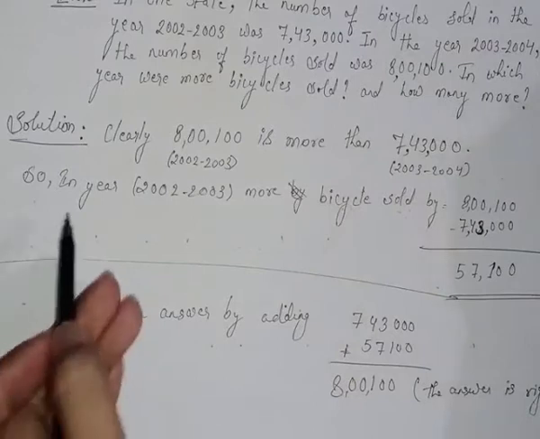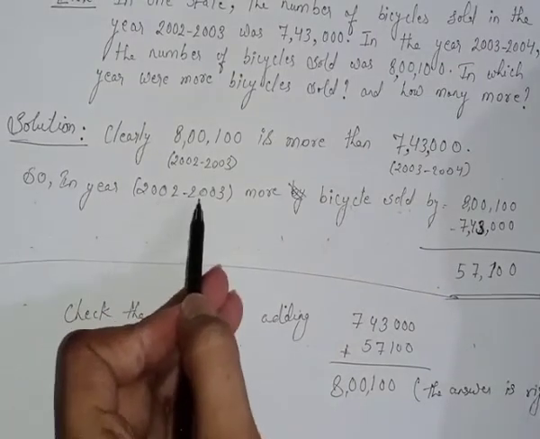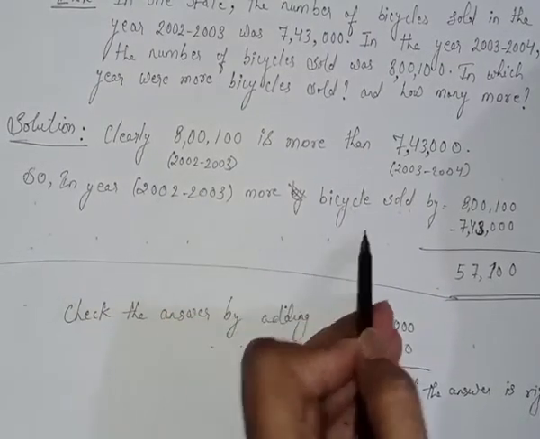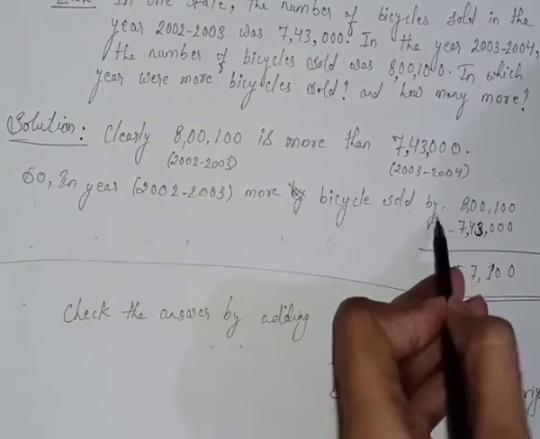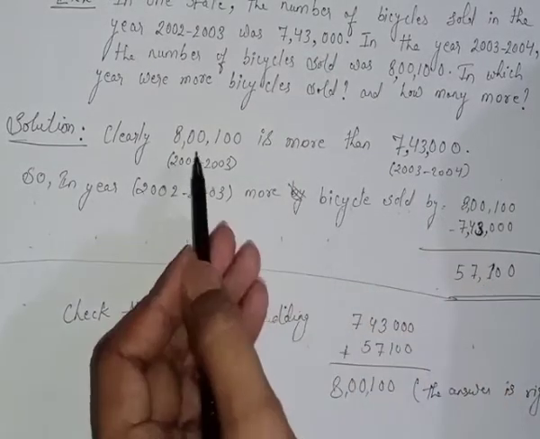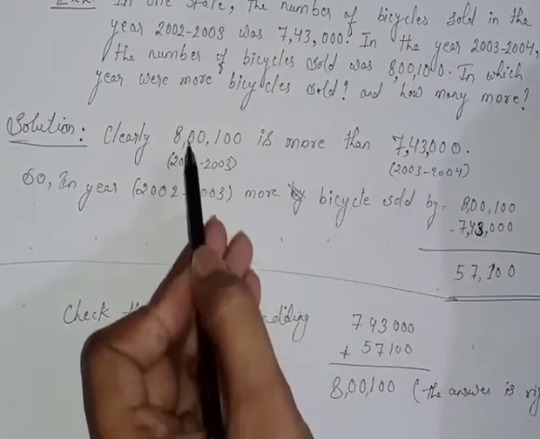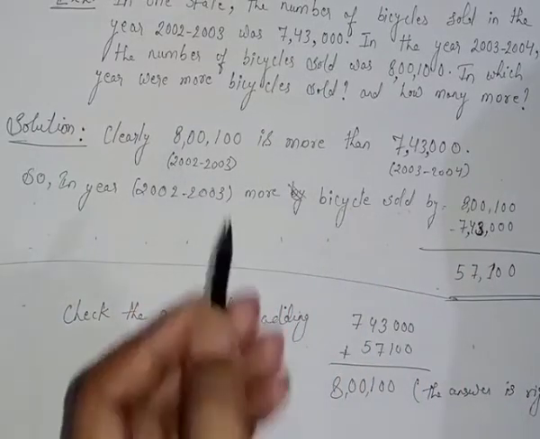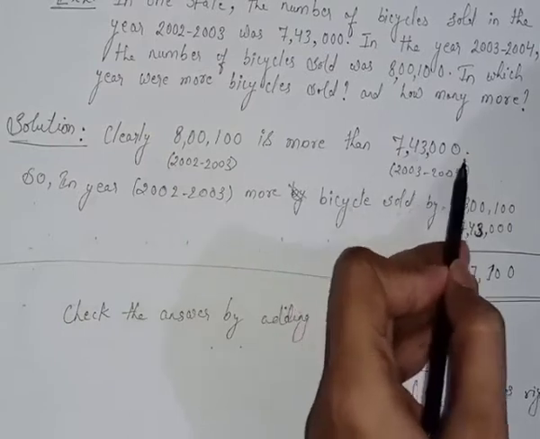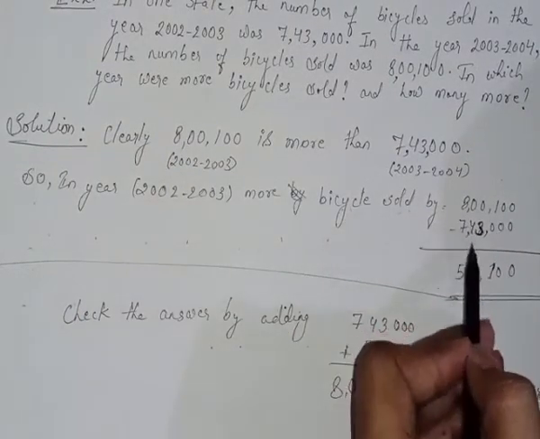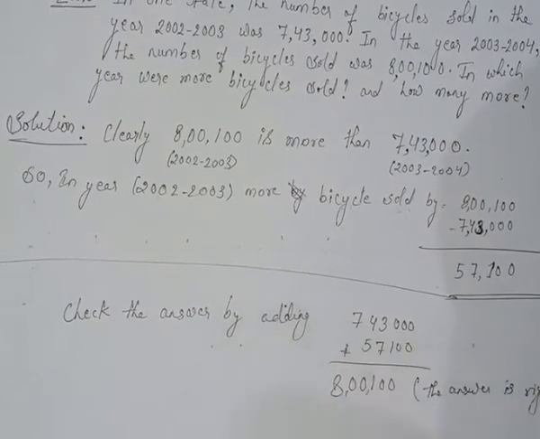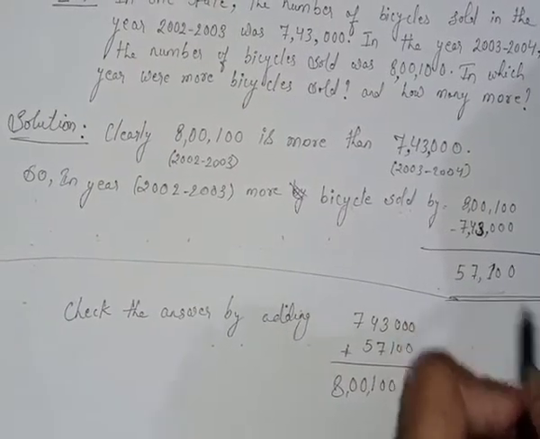So in 2003 to 2004 more bicycles were sold. By how much more? We have to subtract, because we get the number of extra bicycles by subtracting 7,43,000 from 8,100,000. So we subtract and we get the answer 557,100. So this is the answer.